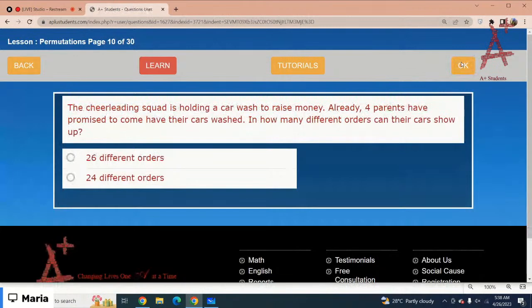The cheerleading squad is holding a car wash to raise money. Already 4 parents have promised to come have their cars washed. In how many different orders can their cars show up? 4 factorial equals, yes, 24 different orders. Got it?